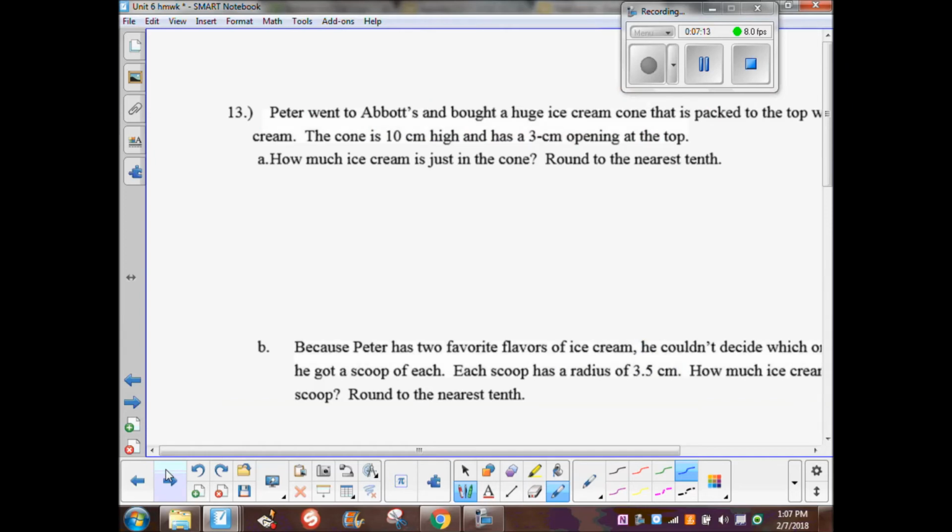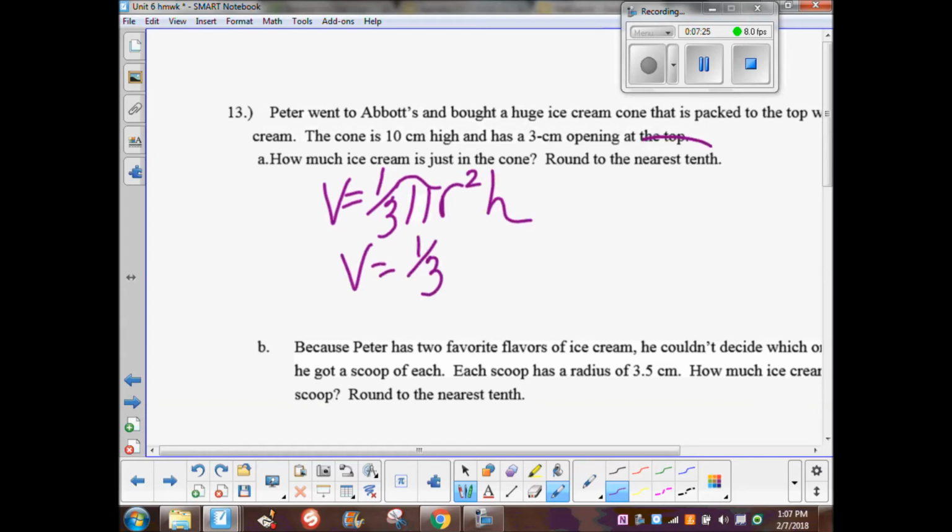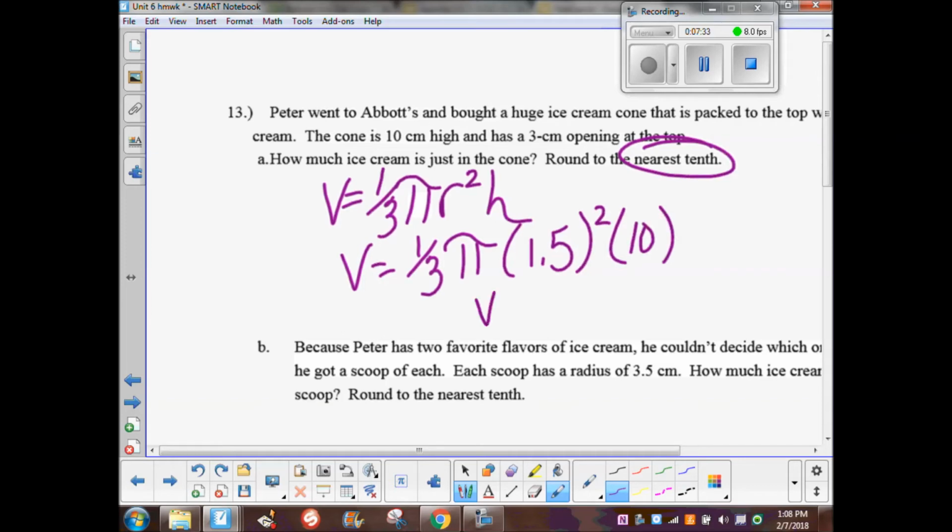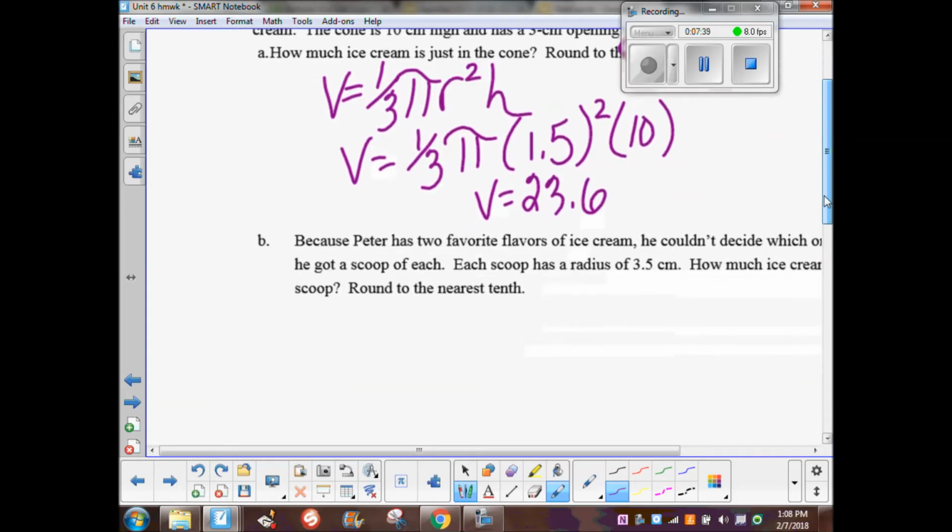We're talking about a cone, so we're changing formulas from what we've been using. Okay, the cone is 1/3 pi r squared h, and they want us to go to the nearest 10th, so we're going to use the pi key. So 23.6 is the volume of that ice cream cone.